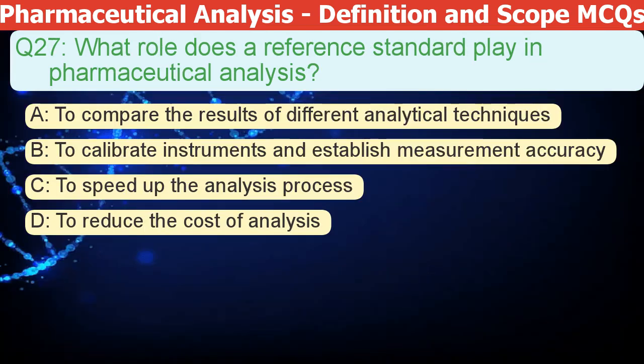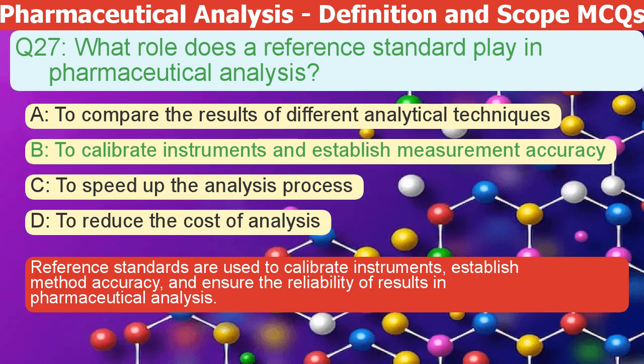What role does a reference standard play in pharmaceutical analysis? A. To compare the results of different analytical techniques. B. To calibrate instruments and establish measurement accuracy. C. To speed up the analysis process. D. To reduce the cost of analysis. The correct answer is B. Reference standards are used to calibrate instruments, establish method accuracy, and ensure the reliability of results in pharmaceutical analysis.